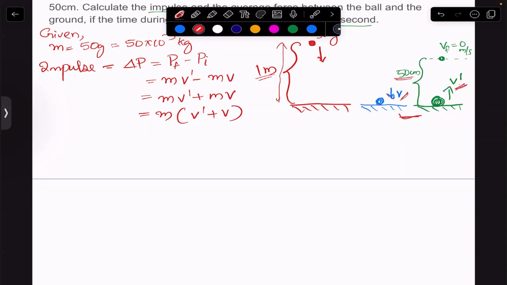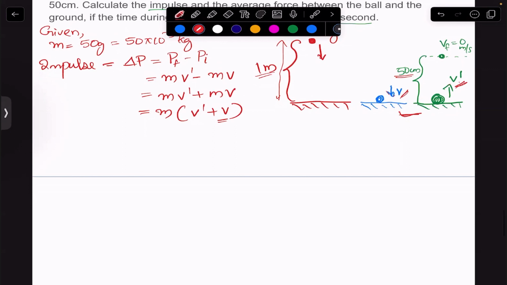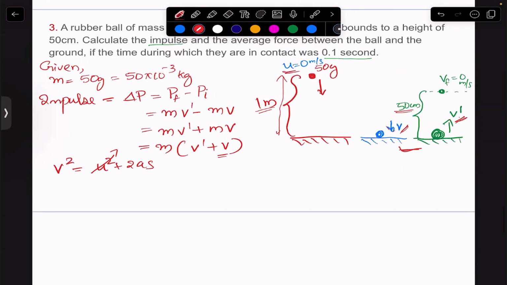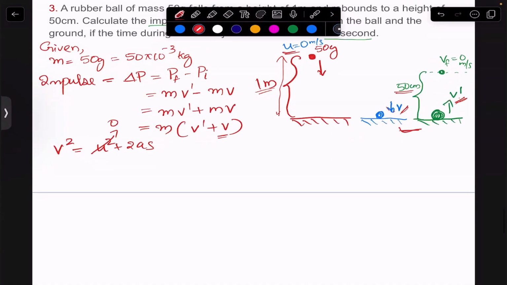Now, we have to find the velocity V over here. So how to find that? V square equals U square plus 2AS. Here U, the initial velocity, was given as 0. Now V square equals 2 times G, we can take it as 10, times S, which is 1. So V equals root of 20 meters per second.